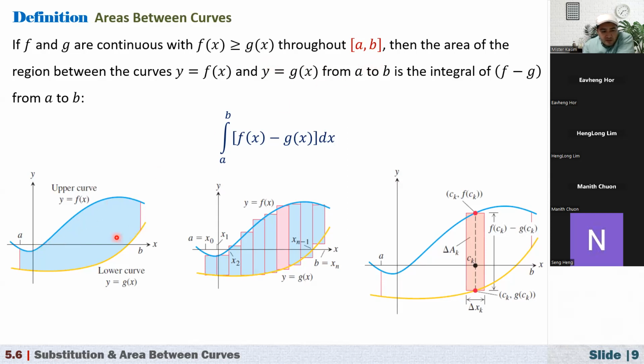Now look at the graph, for example, here, the blue is the graph of the function f, and this yellow or orange is the graph of the function g, and the graph of f is lying above this orange line over this interval [a, b]. So we are now going to develop a method to evaluate the region bounded by these two curves and the vertical lines x equals a and x equals b, right? So it says that the area of the region between the curves y equals f of x and y equals g of x from a to b is the integral of f minus g from a to b.